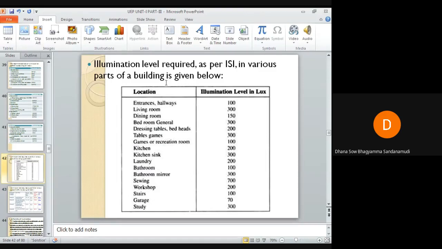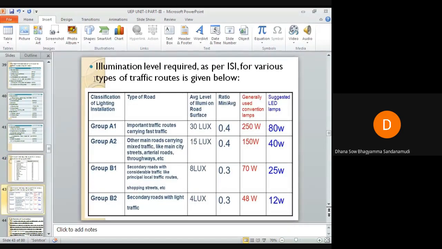As per ISI, the illumination level required, you already know what ISI is, in various parts of a building: at the entrance and hallways it is around 100 lux, in the living room 300 lux, and in the dining room 150 lux. You can go through this data later on. There is nothing to explain in it.